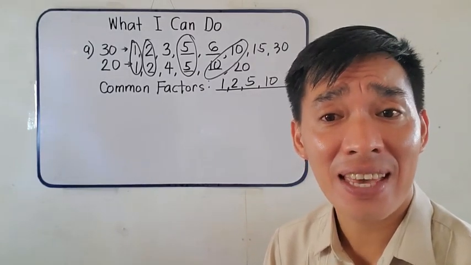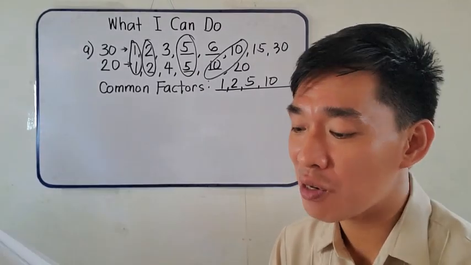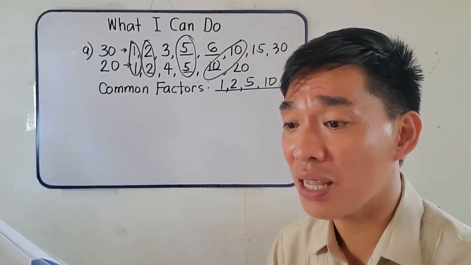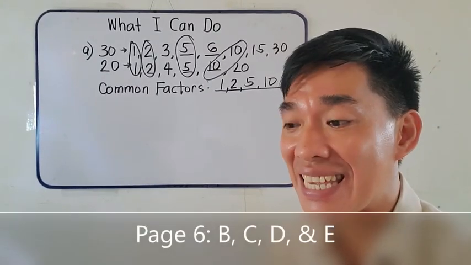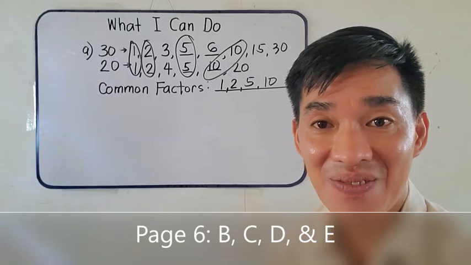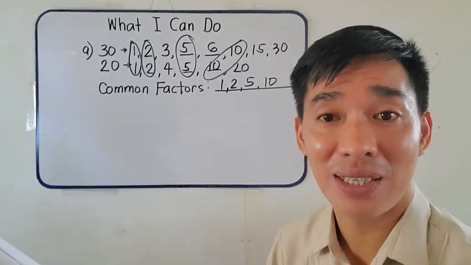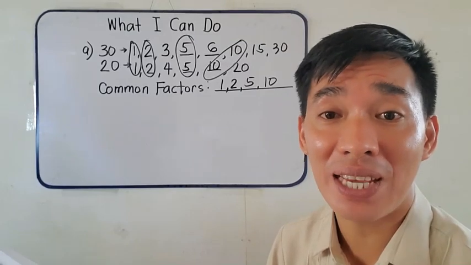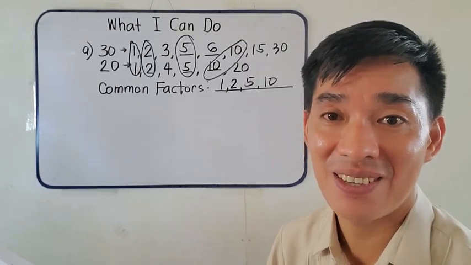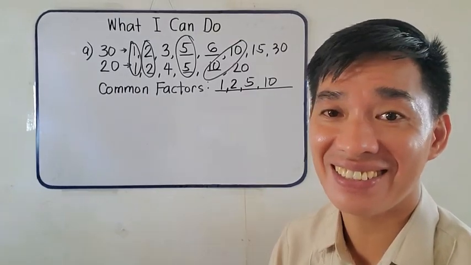Now I think it's your turn to answer page 6 of your module, letters B, C, D, and E. You have to pause this video and answer your activity. I will just go back to you later for the answers. No cheating. Good luck.